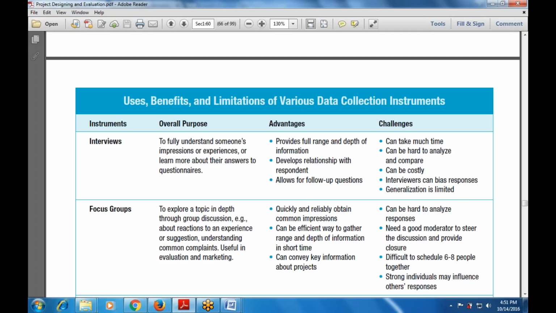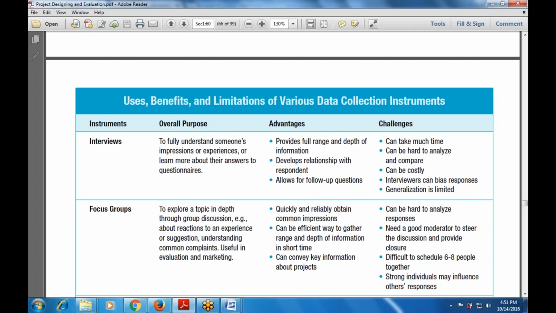Secondly, it develops a relationship with the respondent. Then next, it allows for follow-up questions. So the first advantage is that interviews provide the full range and depth of information. Then they develop a relationship with the respondents.